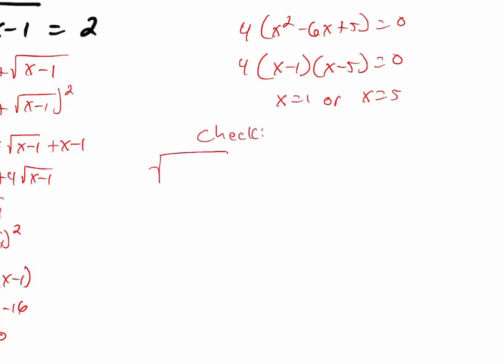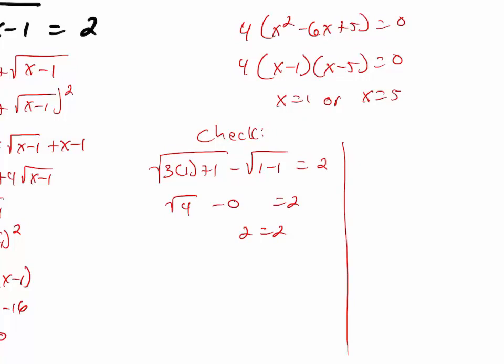So 3 times 1 plus 1, minus 1, is equal to 2. And so 3 times 1 is 3, plus 1 is 4, right? The square root of 4 is 2, and 2 minus 2 is just going to be 0. And we can see that this is in fact going to check out. So that's the first one.